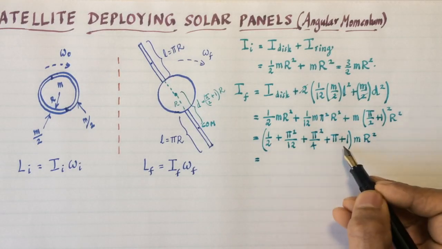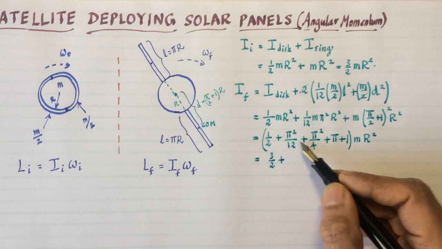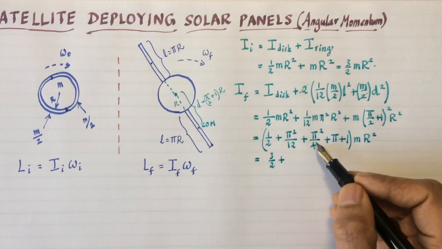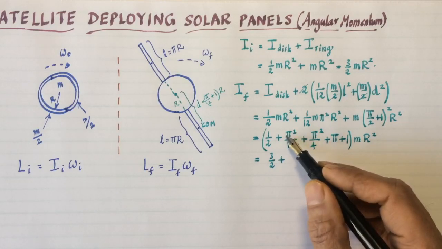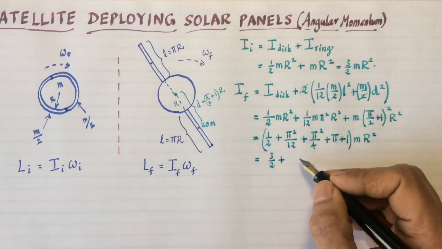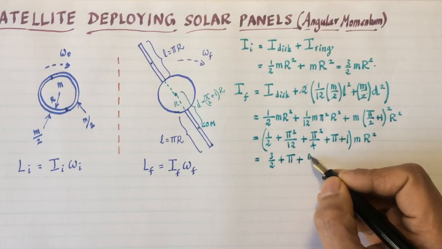This 1/2 combined to give me 3/2. Now that's pi squared over 4, which can be written as 3 pi squared over 12. And 3 pi squared over 12 plus 1 is 4 pi squared over 12, which is pi squared over 3. So that's pi plus pi squared over 3.